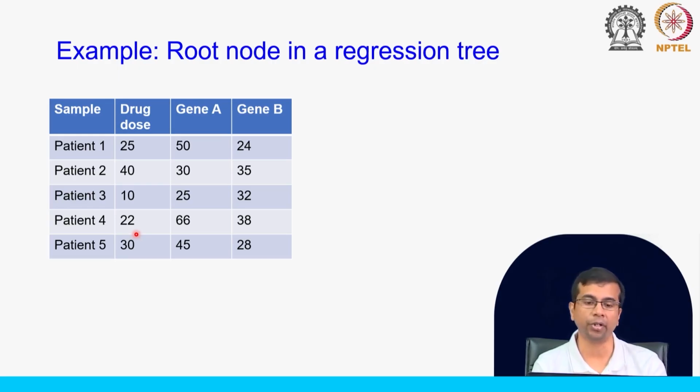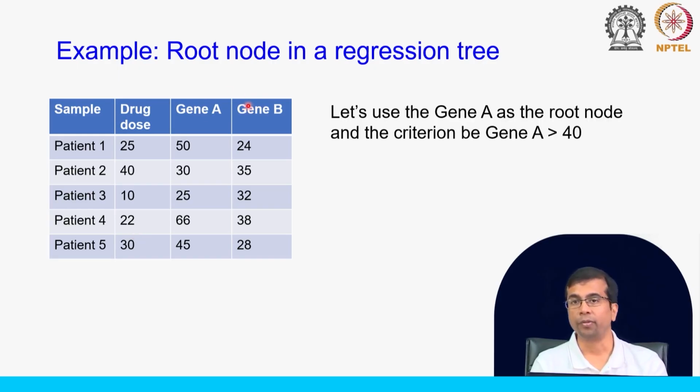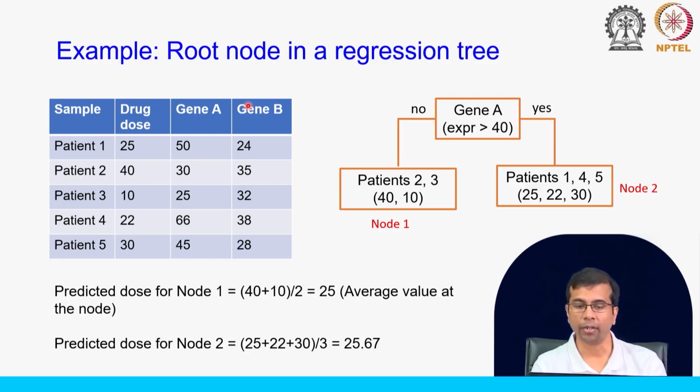This is called a regression tree, and then we have gene A and gene B as features. First, let us use gene A as the root node with the criteria gene A greater than 40. Again we have a very similar structure, yes and no. This is something we have seen. Again we have patients 2 and 3 in node 1, and for node 2 we have patients 1, 4, 5. Instead of the cancer type, we have the dose information.